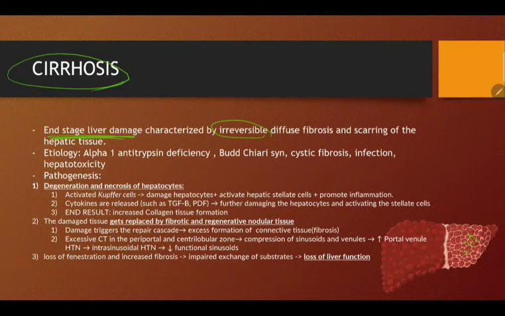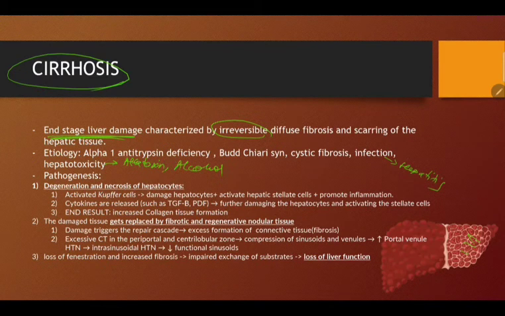Etiology can be multiple things. There's alpha-1 antitrypsin deficiency, which means there's an increase in elastase. Budd-Chiari syndrome, when there is increased portal hypertension due to a tumor obstructing it. Cystic fibrosis, infection like hepatitis, hepatotoxicity because of aflatoxin from Aspergillus fungi, or else alcohol can cause it.